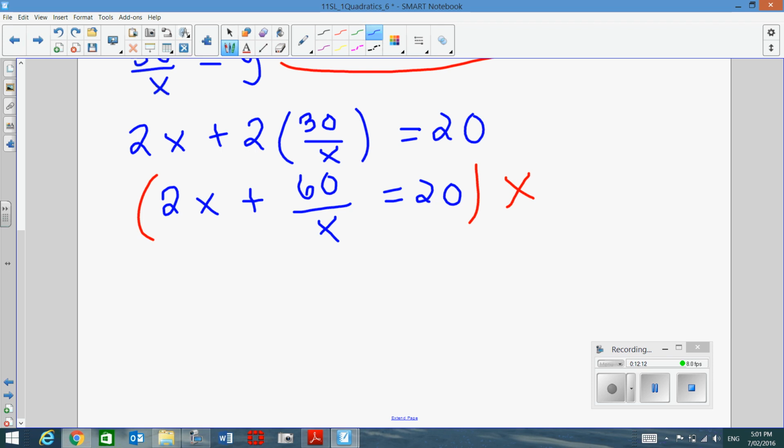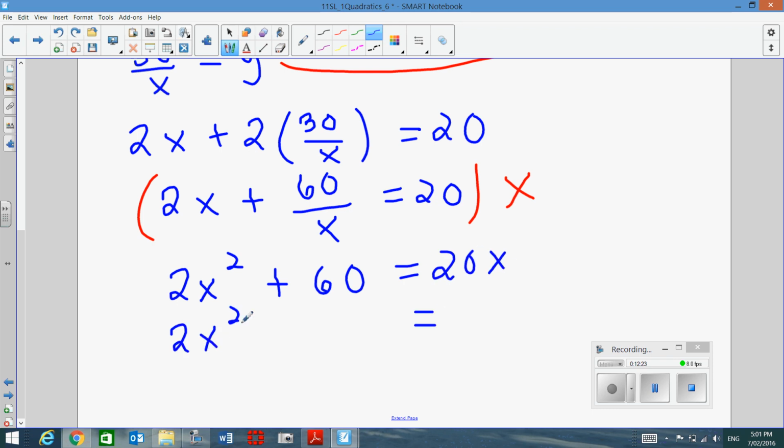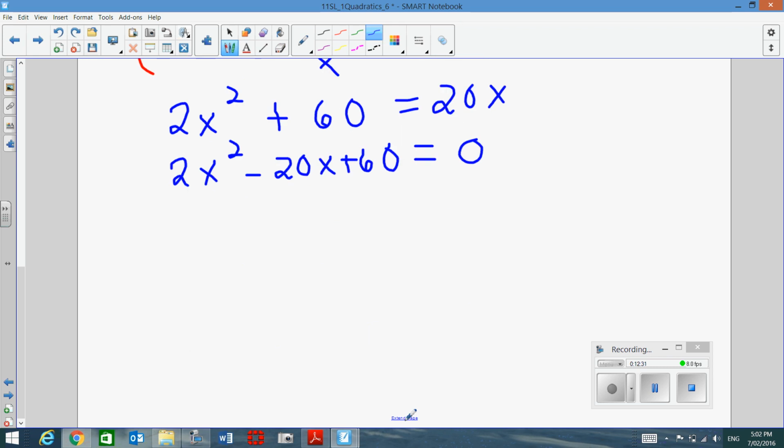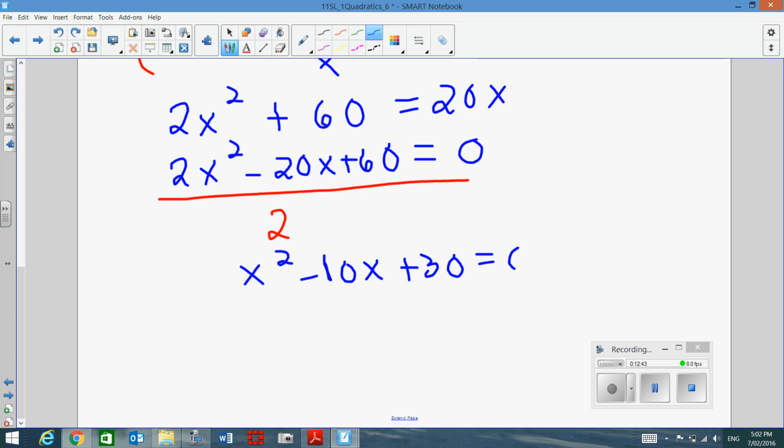So I'm going to wind up with 2x squared, 60 because the x's will cancel, and then I'll have 20x. So if I rearrange this, I'll have 2x squared minus 20x plus 60. And that will now be set equal to 0, which is what we wanted. And we'll divide through by 2. So that will leave you with x squared minus 10x plus 30 equals 0. And now I'm thinking about how I'm going to solve this. Again, I'm thinking of my factors of 30, and it might not work to factor.